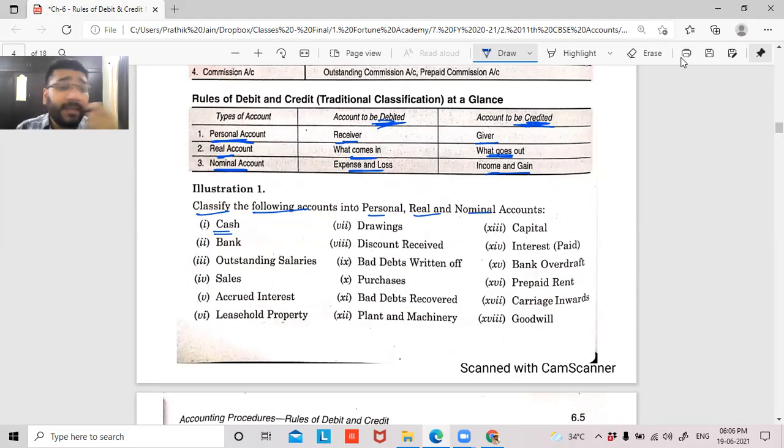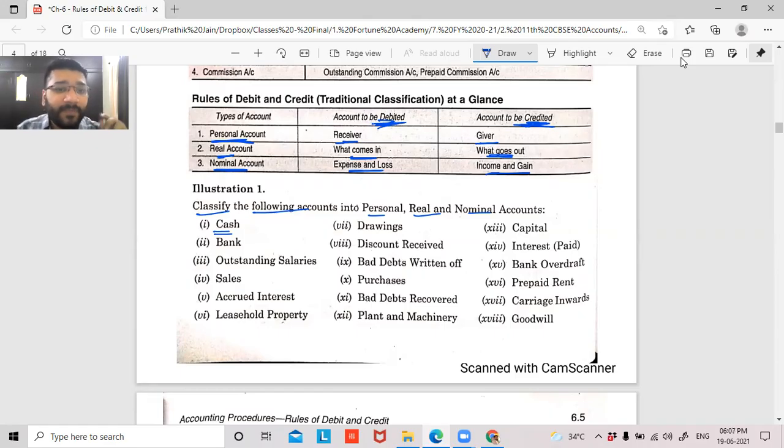Cash does not have the flavor of income and expense. Sales, if I do a cash sale, has the flavor of income, and purchase has the flavor of expense. In both of these transactions, cash is involved. So cash is an asset, whereas sales is income and purchase is my expense. Cash has the flavor of an asset because you own cash.